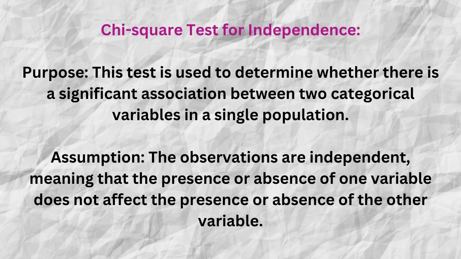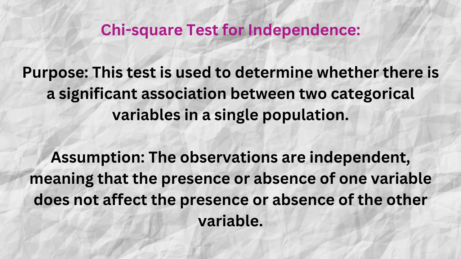Let's talk about a couple of the big differences between a test for homogeneity versus a test for independence. Now, the purpose of a chi-square test for independence is to determine whether there is a significant association between 2 categorical variables in a sample population. Now, the assumption is that the observations are independent, meaning that the presence or absence of one variable does not affect the presence or absence of the other variable.